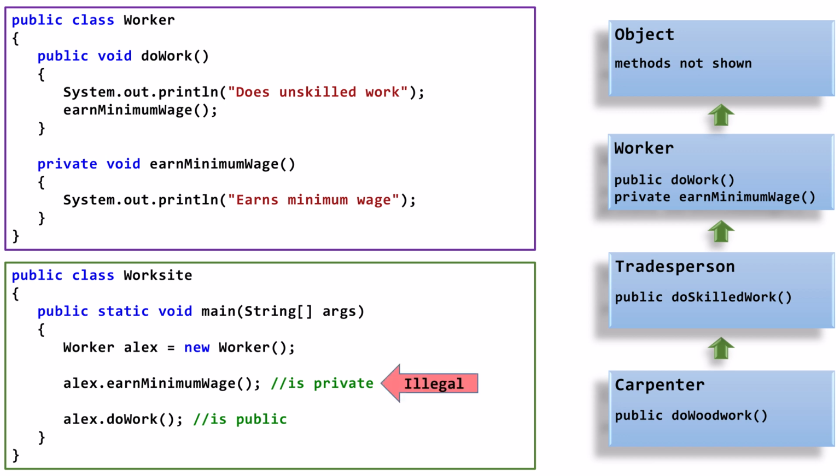If we tried to call alex.earnMinimumWage from the WorkSite class, we'd get an error. earnMinimumWage is private, so it can only be called from another method inside the Worker class. However, we can call doWork from alex. Indirectly, we are calling the private method earnMinimumWage, which is okay because the actual call happens inside the Worker class. The output will be "does unskilled work and earns minimum wage."